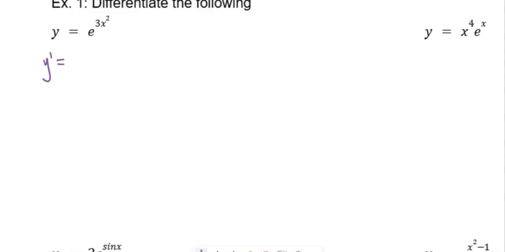So the derivative of e to the x is itself, it's e to the x. So I have to write this again, e to the 3x squared. And then I have to take the derivative of whatever the exponent is, which is 3x squared. So in this case, I'll have 3 times 2 times x, which is 6x. Now I'm just going to rewrite this so that it looks more organized. I'm going to put the 6x out front and then e to the 3x squared afterwards.